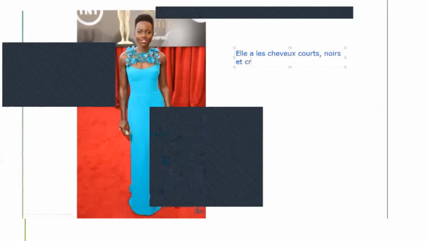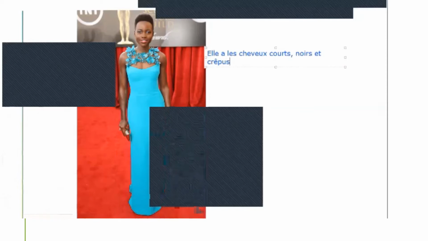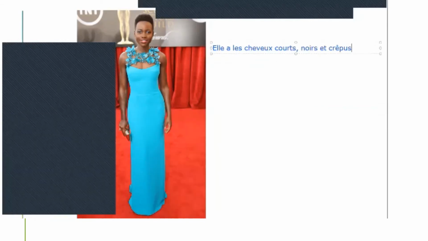Frizzy, but we say crepue. Crepue is kinky hair. I know that for some people, kinky is like denigrating, something negative, but I don't accept that. I just accept my hair the way it is. If my hair is crepey, it's crepey. If it's curly, it's curly. Whatever it is, right? And I love my crepey hair, my kinky hair. All right, so elle a les cheveux courts, noirs et crepey. She has short, black, kinky, curly hair, all right?